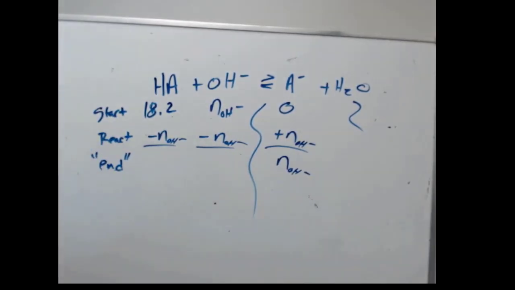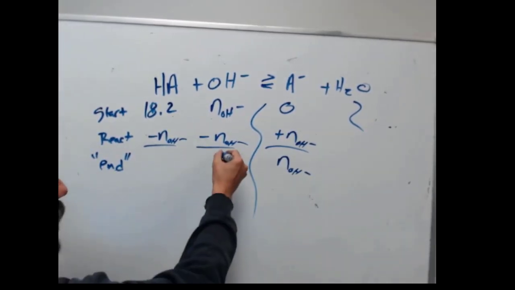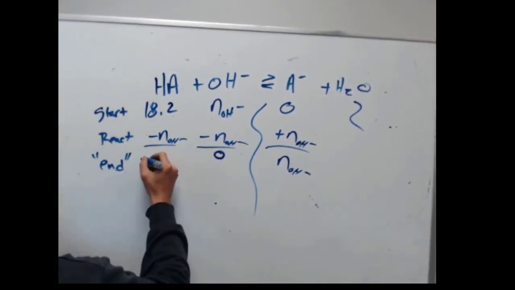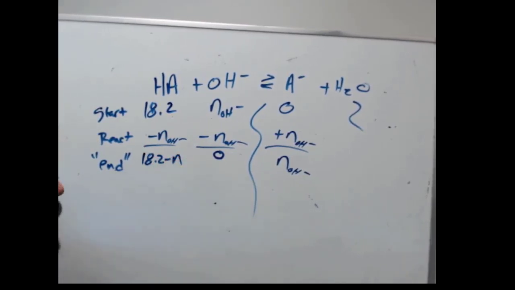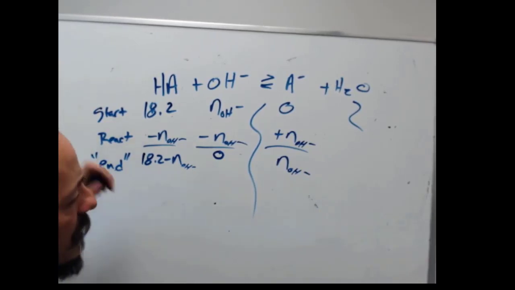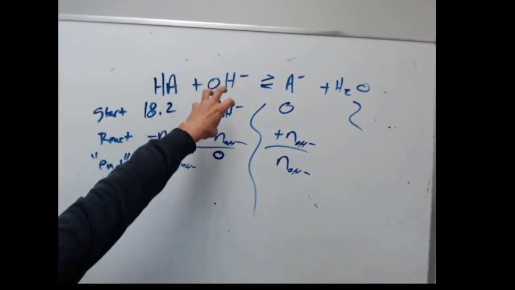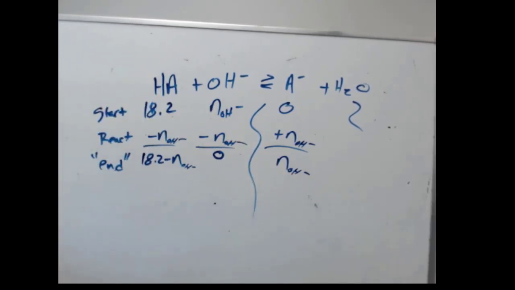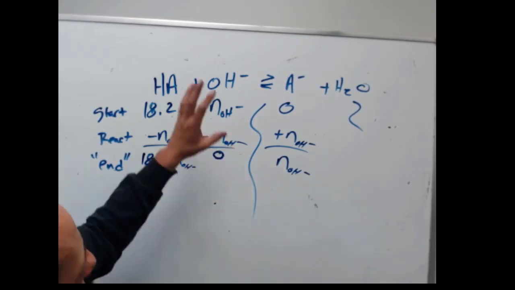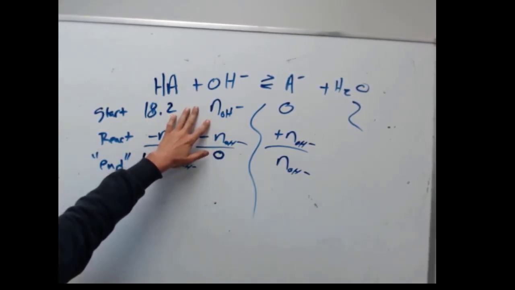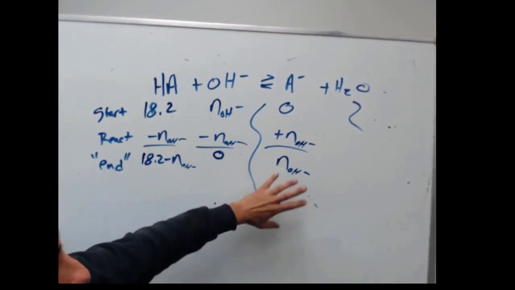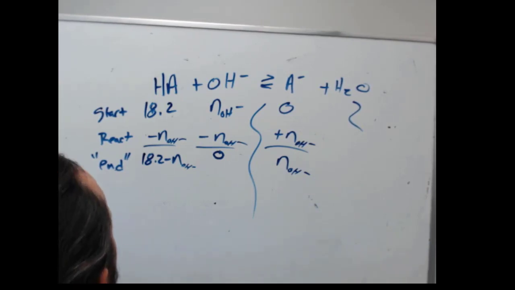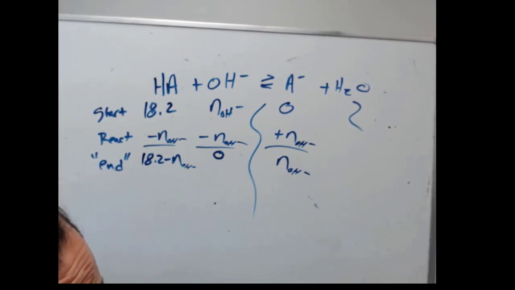But since I've only got one variable, I kind of get lazy with that a little bit. This goes to 0, because all of my strong base is used up. This becomes 18.2 minus that moles. Right, and this makes sense, because every bit of strong base I add uses up some of my weak acid and converts it to conjugate base, over and over and over again. So if I added 0.1 moles of base, it uses up 0.1 moles of acid and makes 0.1 moles of conjugate base. That would happen over and over again, and so we're going to do it until we add n moles.